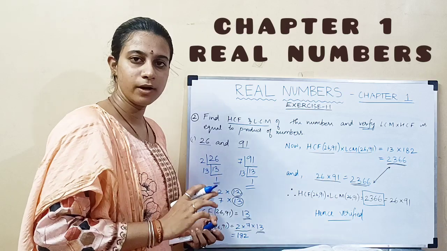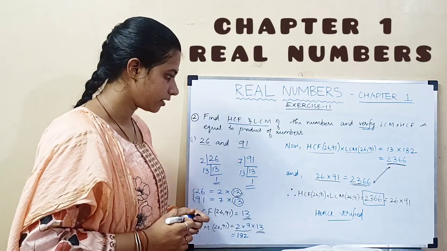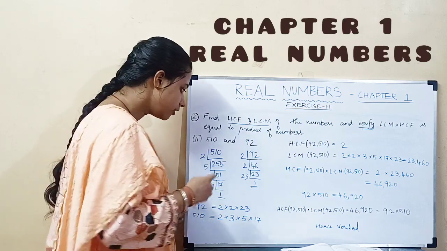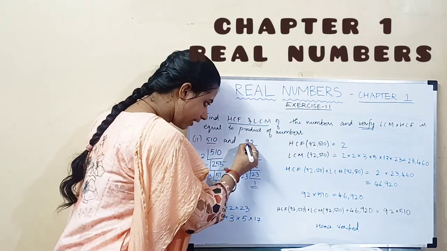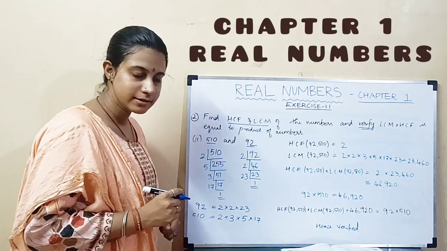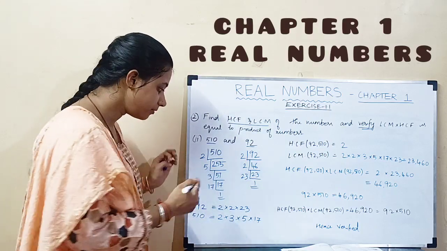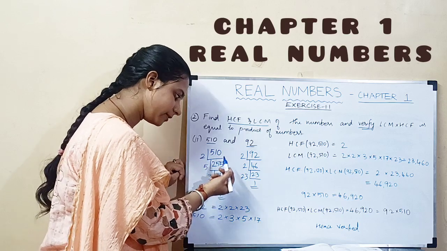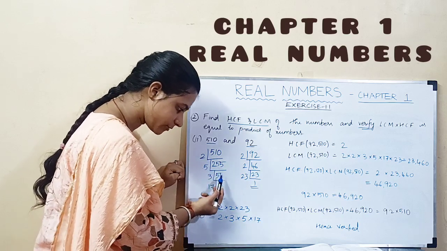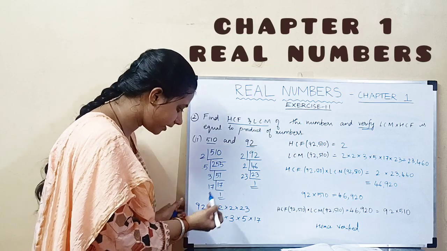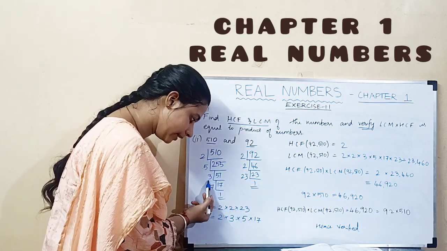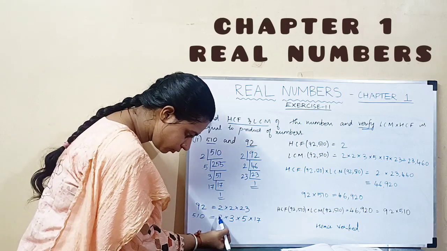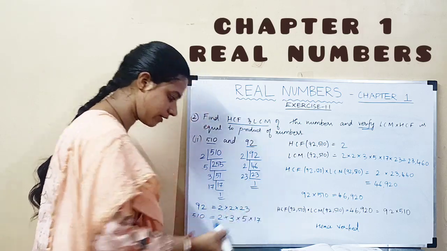So the required condition is verified. Now coming to the second subdivision, the numbers given are 510 and 92. First step, we will prime factorize them. In 510, it's an even number, so 2 into 255. It's a 5 ending number, 5 into 51, which is 255, and 51 is divisible by 3, so 3 into 17 would be 51. 510 is equal to 2 into 3 into 5 into 17.